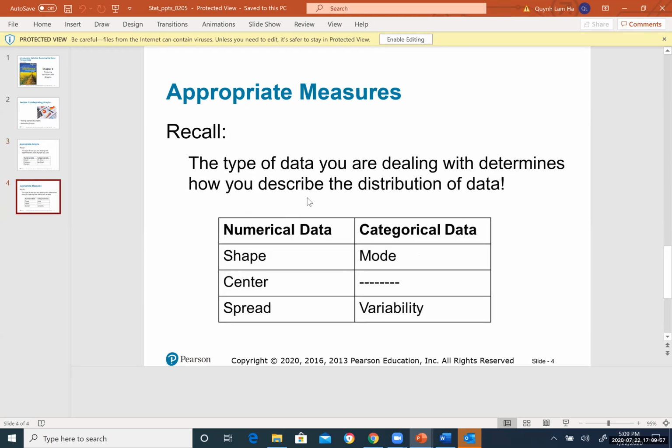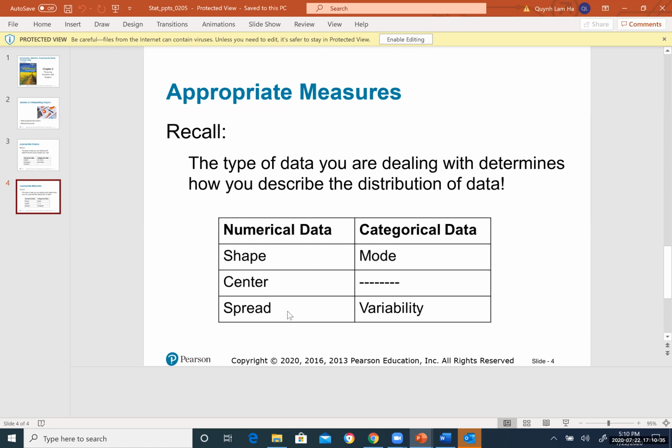For numerical data, we analyze the shape, we find the center, and the spread. Actually, spread and variability can have the same meaning. And for categorical data, we look for the mode. You know the mode is the highest frequency. If they have two modes, then they have to be the same height to be considered modes. And variability is whether it is spread out or less.